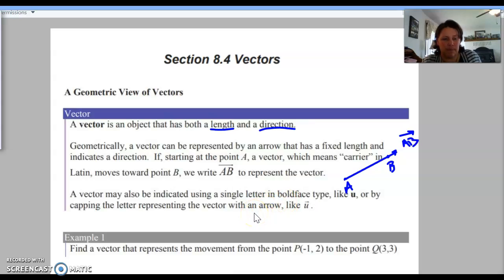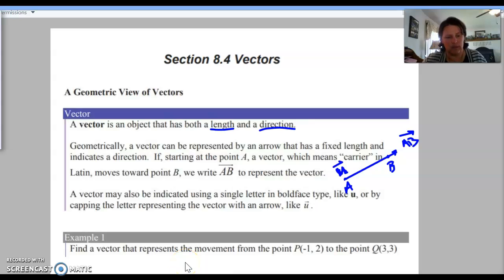Okay, a vector may also be indicated using a single letter in boldface type, such as U. Kind of like we could say line L is just lowercase l. We do the same thing with a vector, except it would be bold type and U. Or by capping the letter representing the vector with an arrow, so we could also call it U. Now, because we can't really write bold type so that it's obvious, when we refer to just one letter name of the vector, we'll just use the arrow above.